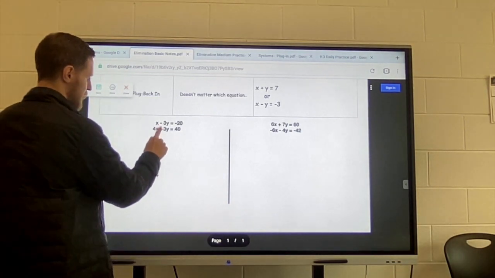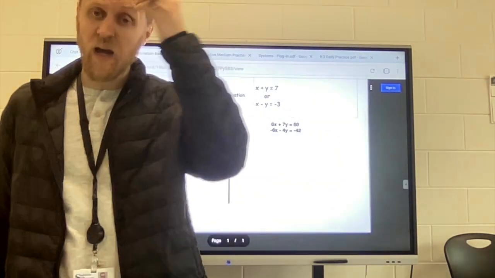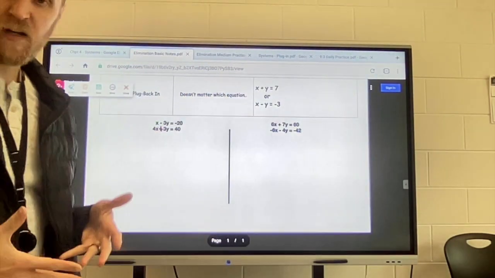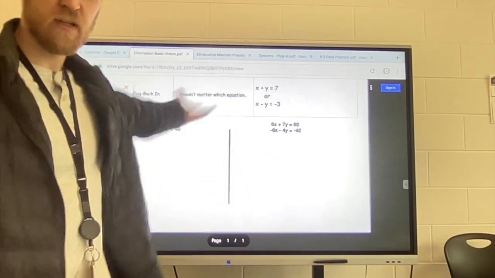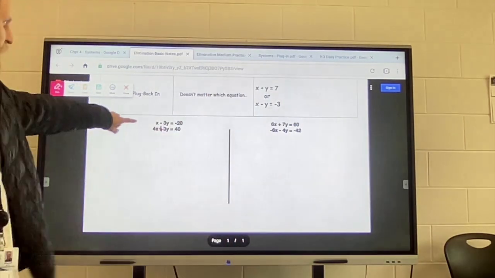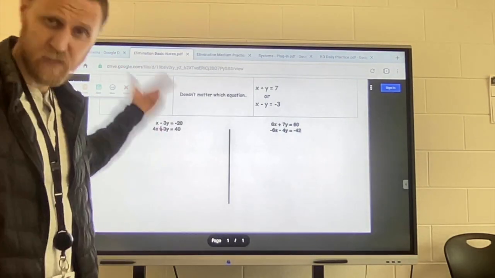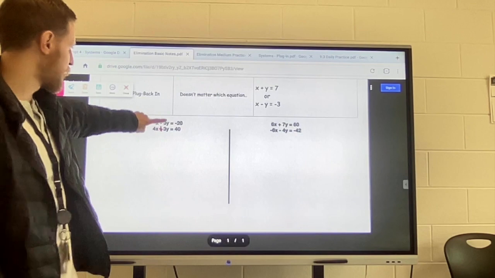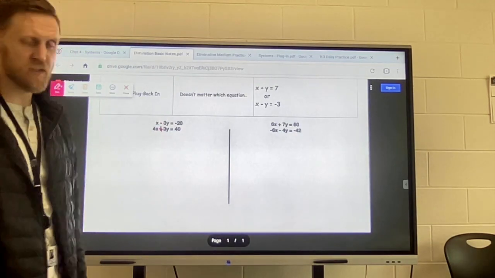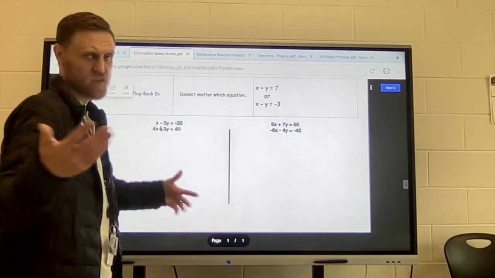That should be a plus, and I think I fixed that on your page. So again, we are looking for things that are lined up in standard form. If they're not lined up in standard form, we have to make that happen. In this case, they're already in standard form because this is the easy version. Once we have that, we're looking for opposites. They're already opposites because this is the easy version. There's a 3 and a -3. And so as long as we've got opposites, we're good. Doesn't matter if it's the x or the y.